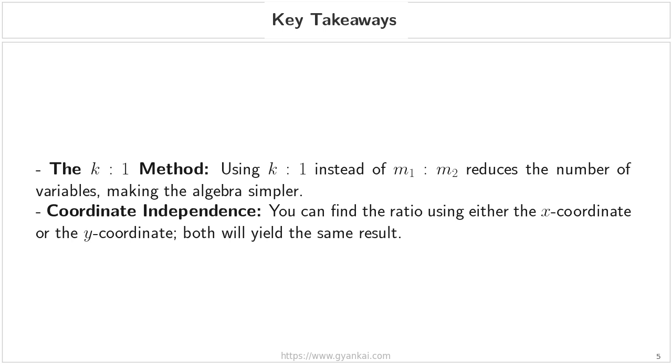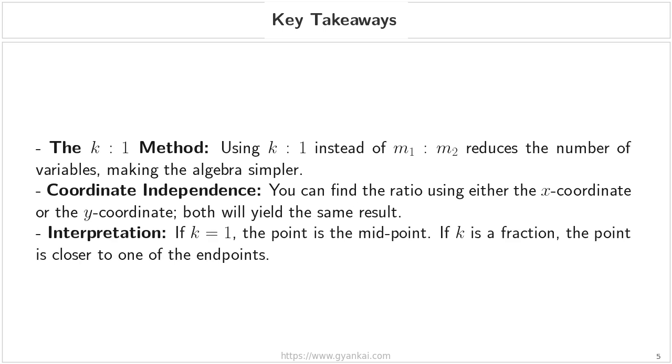Second, keep in mind the concept of coordinate independence. You might have noticed in our highway example that we chose to solve for k using only the x-coordinate. That is perfectly fine. Because the point P must lie on the line segment, the ratio will be the same whether you use the x-coordinates or the y-coordinates. You have the freedom to pick whichever one looks easier to calculate.